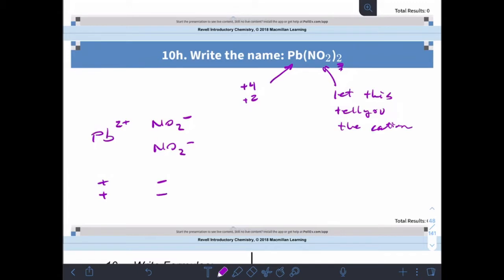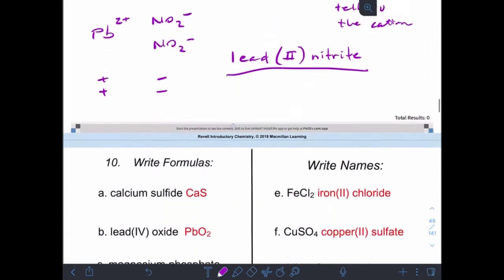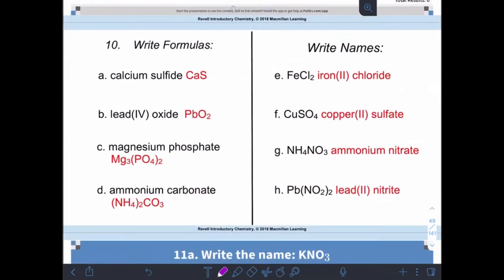Right, so since it's not binary, I still just name the parts. So I have lead, and because it is one of the ones that can do multiple charges, I have to specify that it's lead 2. And NO2 minus is nitrite. Okay, NO3 is nitrate, NO2 is nitrite. Okay, so you can take a quick check on your work, see how we did.